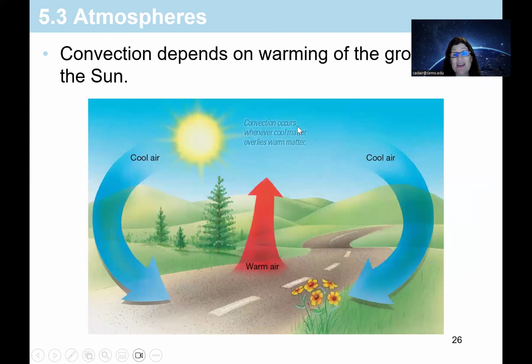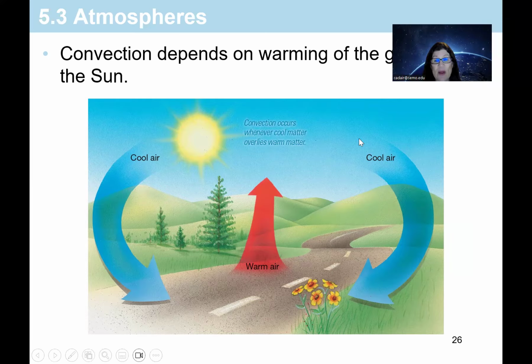Convection is the thing that gives us weather. It depends on warming of the ground by the sun. The sun will heat the ground and warm air will rise, and then the cool air will come down and replace the warm air that just left. So that's convection.